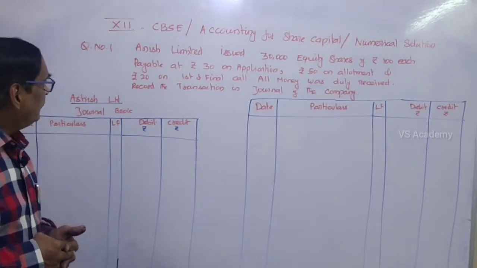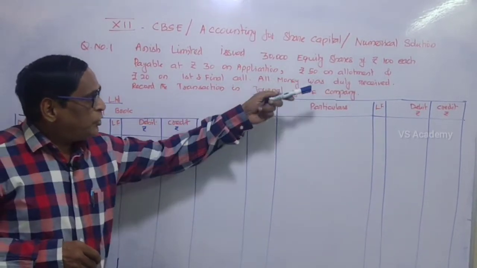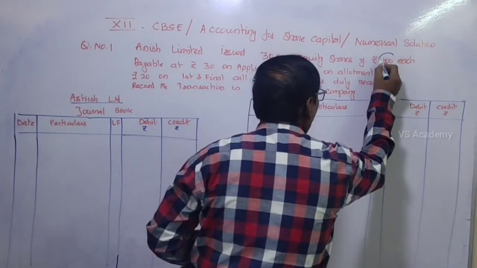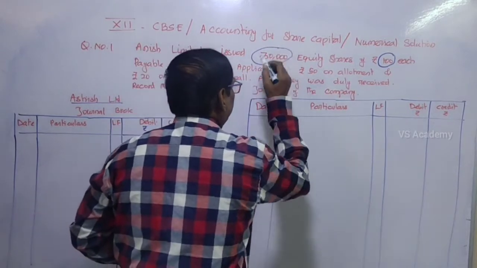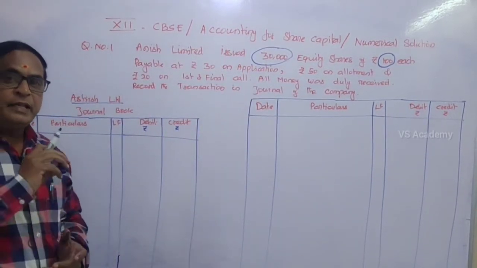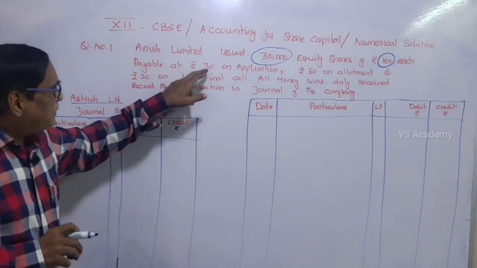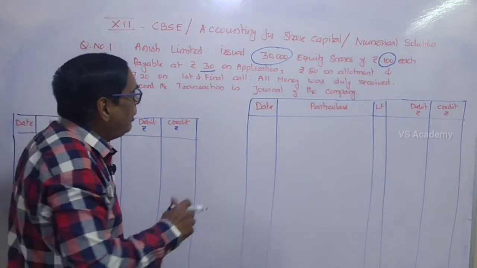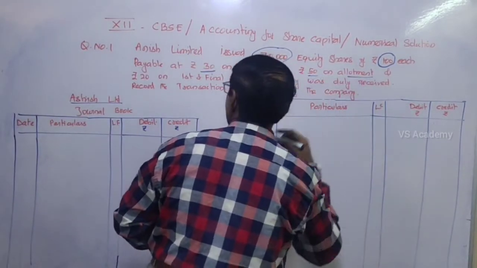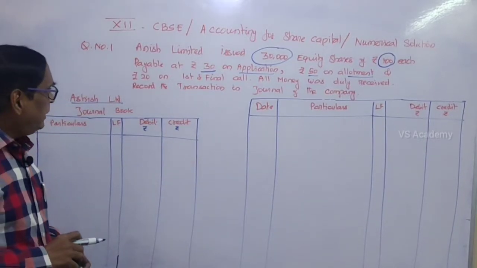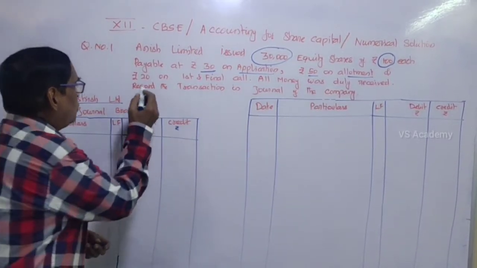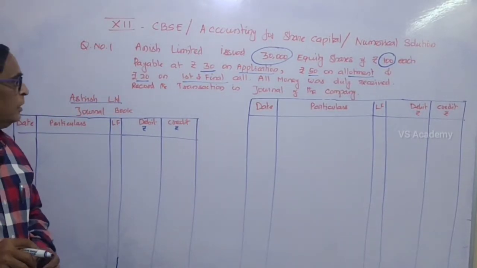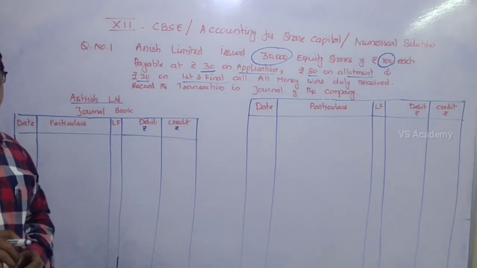Question number 1. Anis Limited issued 30,000 equity shares of rupees 100 each. That means the face value of the share is 100 rupees, and the total number of shares is 30,000. It is payable in installments: rupees 30 on application, rupees 50 on allotment, and rupees 20 on first and final call. All the money was duly received. Record the transaction in the journal book of the company.